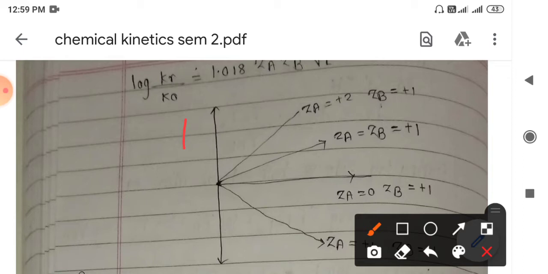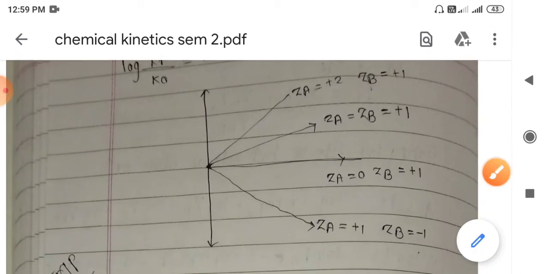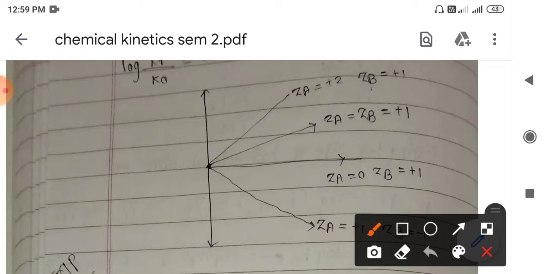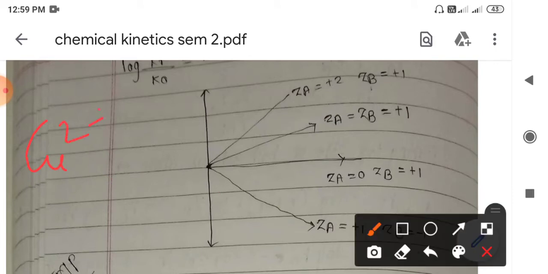Okay, so in June 2019, I guess, or December 2018, that NET exam asked this straightforward question for 4 marks. They have given one reaction, like suppose copper 2 plus reacting with water to give the copper aqua complex. So what is the slope of this equation?